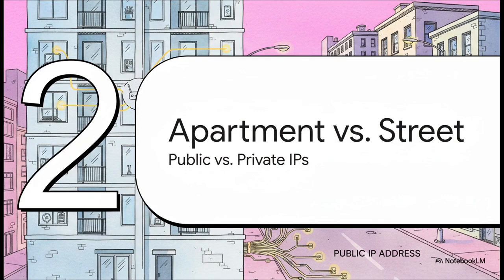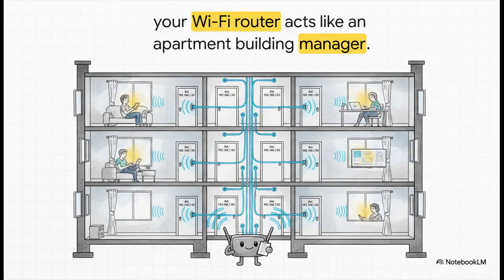Okay, but here's where it gets really interesting. We're going to have to expand our analogy a little bit. See, it's not quite as simple as every device being a separate house. A much better way to think about it, especially for how you use the internet at home, is to picture an apartment building. So in this apartment building, your Wi-Fi router is the star of the show. It's basically the building manager. It's in charge of everything happening inside your network.